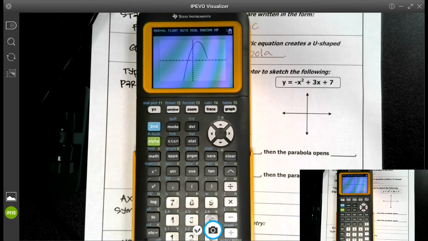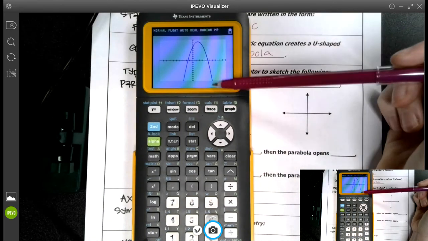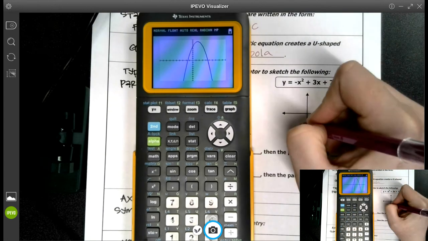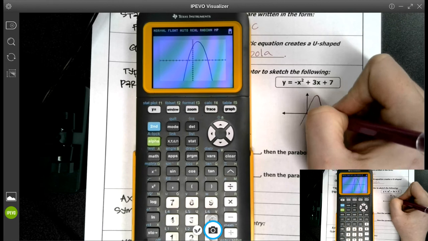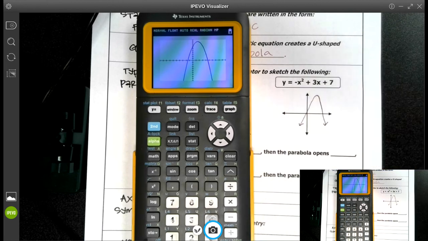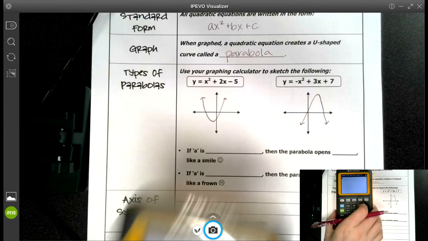So this time we notice that my parabola is upside down. It doesn't make a U anymore. It makes kind of a frowny face, okay? And the reason for that looks kind of right. Not so much, but that's okay. This is just a sketch. This is not exact, okay?